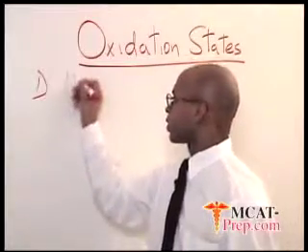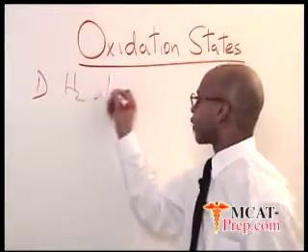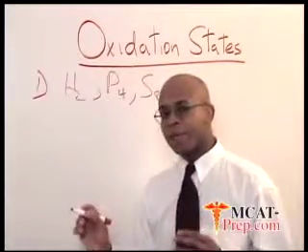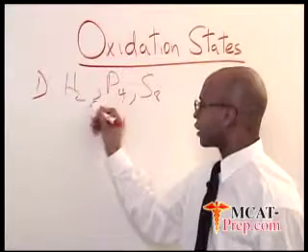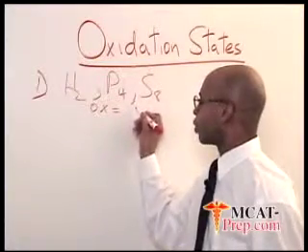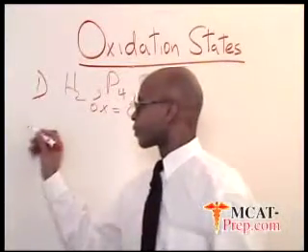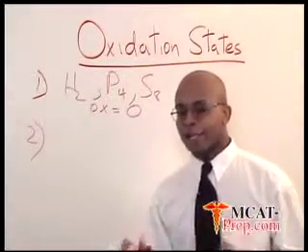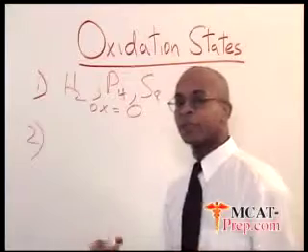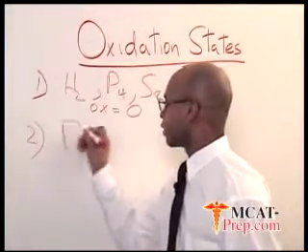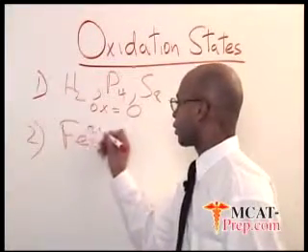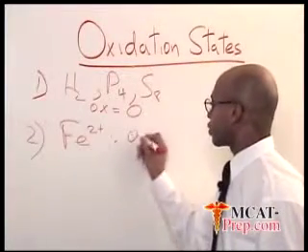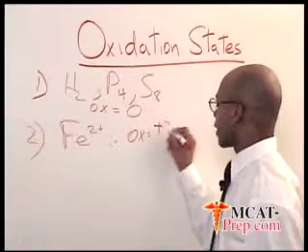So that includes things like hydrogen, phosphorus, sulfur. Any elemental atom or form has an oxidation number equal to 0. The second rule, any ion has an oxidation number equal to the charge on the ion. For example, if you have iron, Fe2+, therefore its oxidation number would be equal to +2.